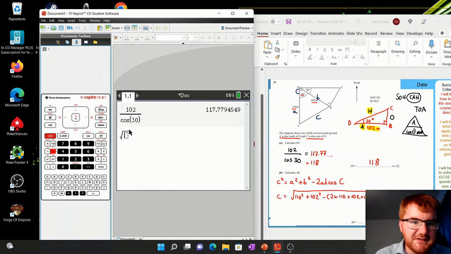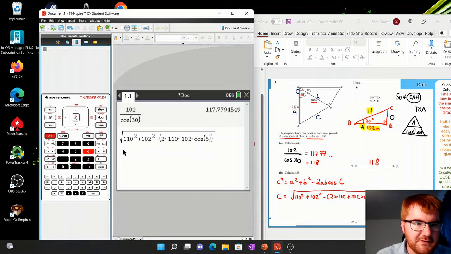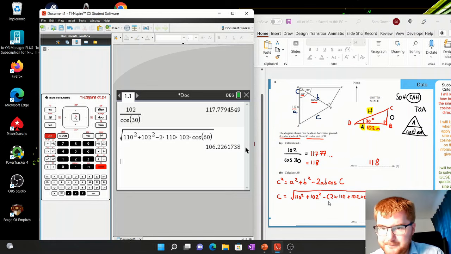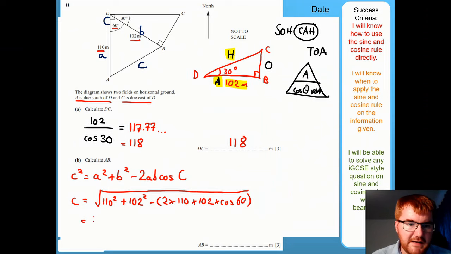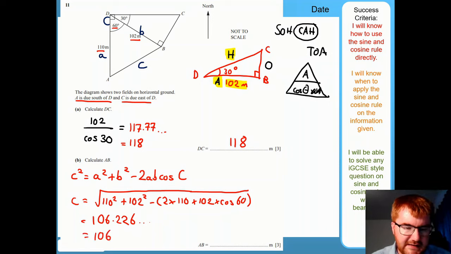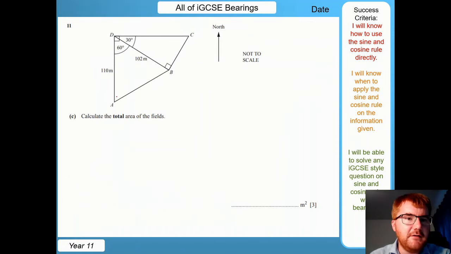Okay, so I've got this set up. Let's get that square root ready and let's pop it in. So I've got 110 squared, just being careful how we write this in, plus 102 squared minus open brackets 2 times 110 times 102 times the cosine of 60. Make sure it's in degrees, that's a double check. We press enter and we get our final answer of 106.226. Again, I generally round this to three significant figures, so that's going to be equal to 106. But we are going to be using that a little bit later on. So let me just write in some of these values.